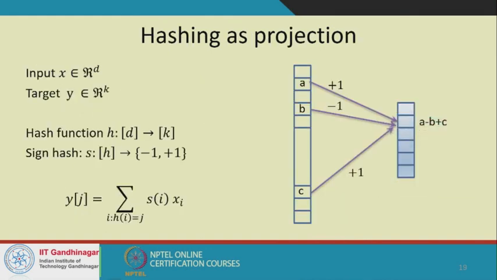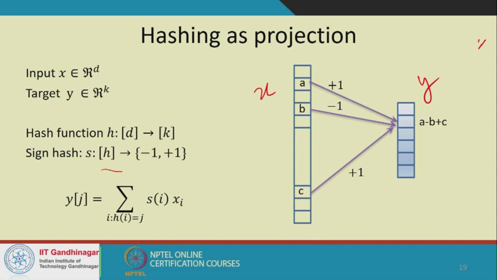Here is another way of thinking about creating a random projection matrix. Think about a hash function first of all. So what does this hash function do? Let's say that the input vector x is of dimension d, and y is of dimension k, so y is my target vector. We have a hash function that goes from d to k. Basically it takes a coordinate ID in d dimensions and maps it to one of the coordinate IDs, one of the buckets in k dimensions.